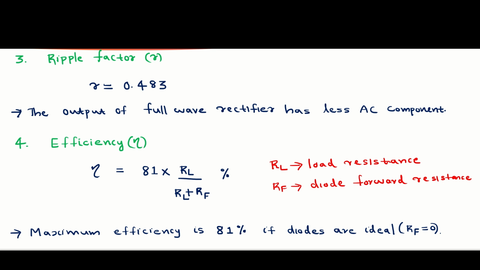So the maximum efficiency can be attained by using ideal diodes. For ideal diodes, the RF value, the diode forward resistance, is 0. So you will get maximum efficiency as 81%. For a half wave rectifier, the maximum efficiency is 40.5%. For a center tapped full wave rectifier, the maximum efficiency is 81%.